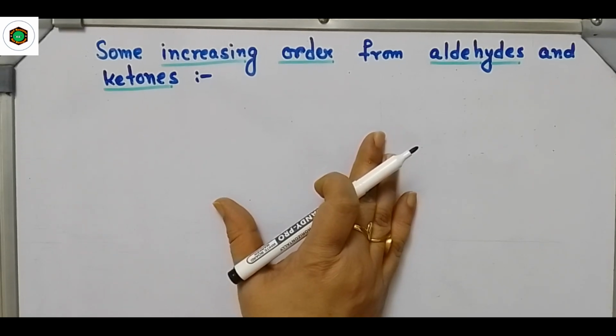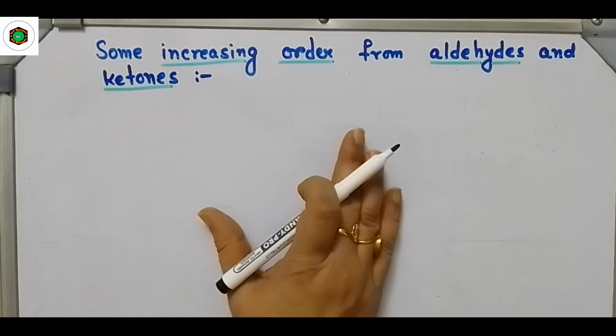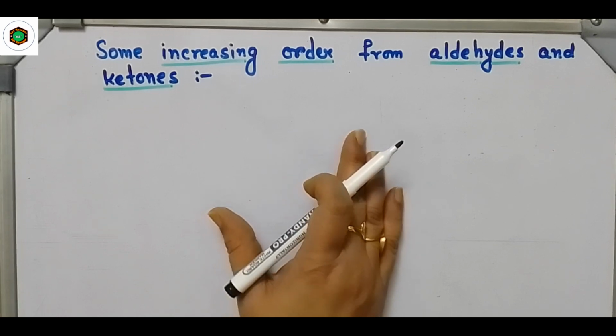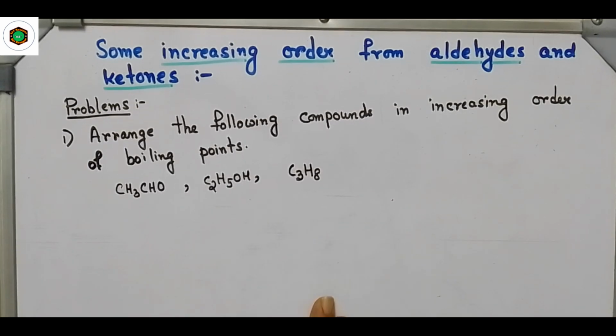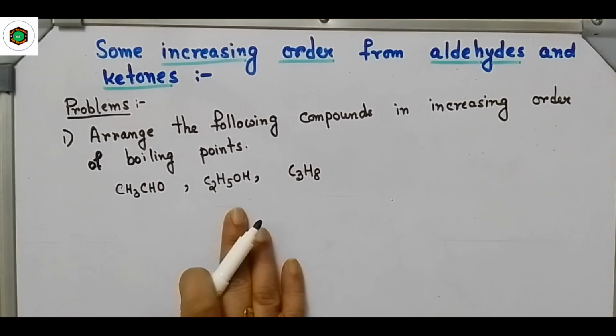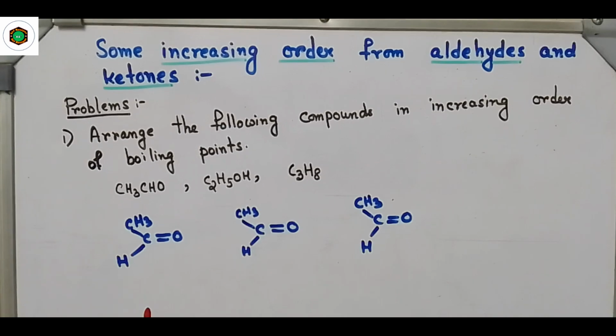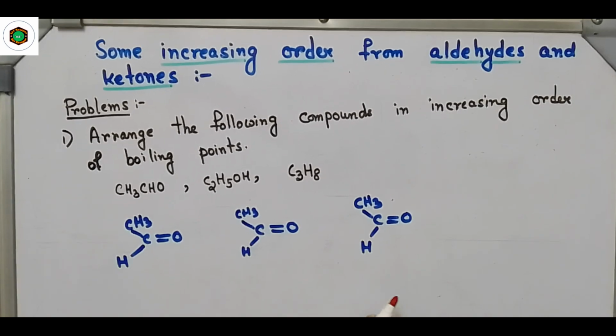In this lecture, I am going to explain some increasing order type questions from aldehydes and ketones chapter. Question 1. Arrange the following compounds in increasing order of boiling points. Acetaldehyde, ethanol, propane. Now see, this is acetaldehyde molecule.